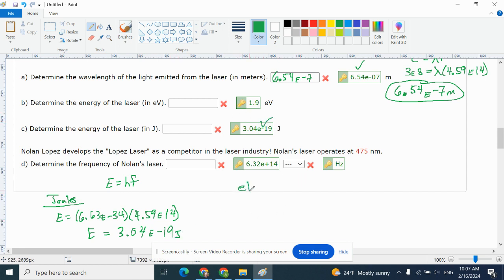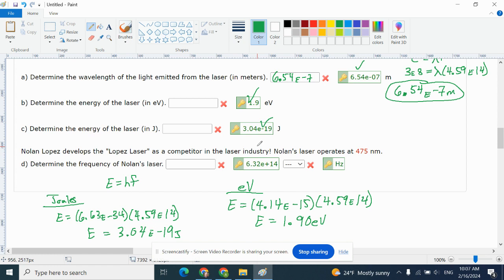Looks like I did part C before part B. Alrighty. Not a big deal. Part B. 4.14 E negative 15, because for this one they want the answer with electron volts. Calculator is going to give me 1.90 EV. Yeah, 1.9. That's an agreement.